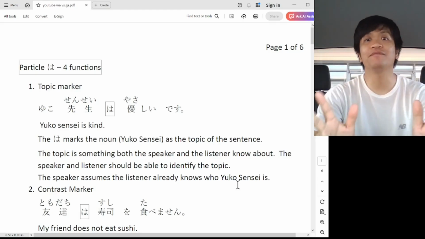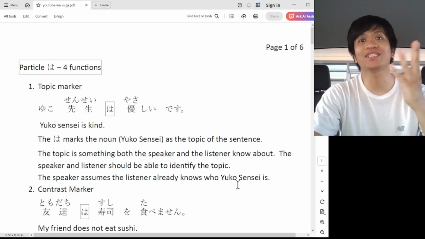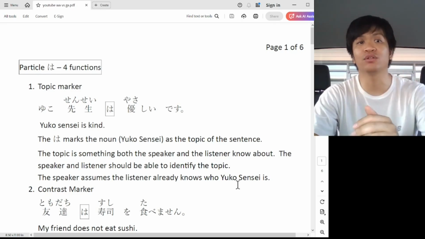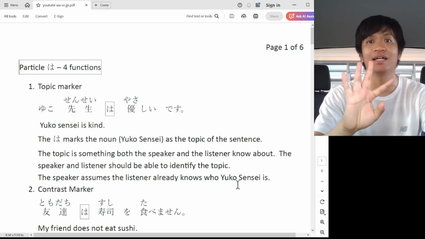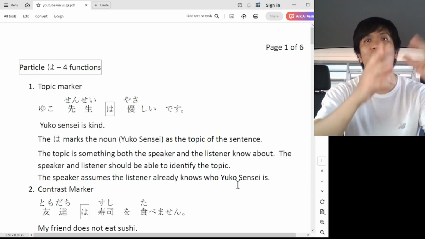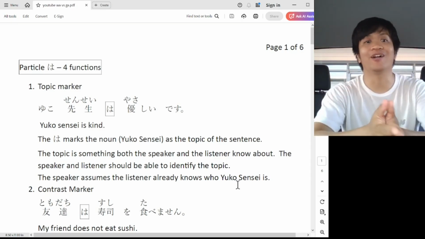Okay, wa versus ga. So wa has four different functions. We're going to go over those four functions first, and then we'll go over the four functions of ga. And then after that, we're going to do some comparison and contrast to find out when to use wa and when to use ga. All right, so let's get into it.